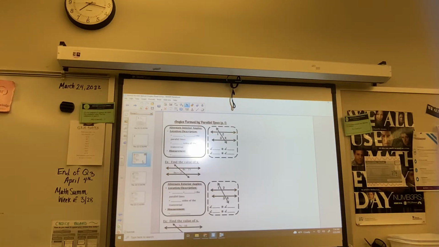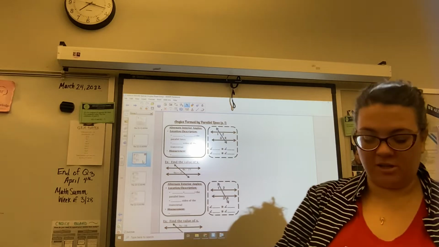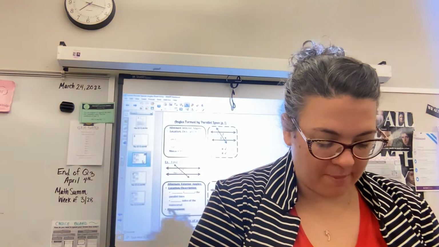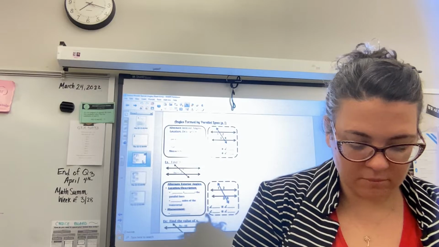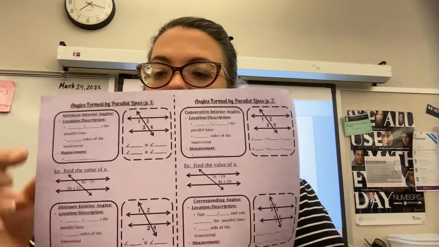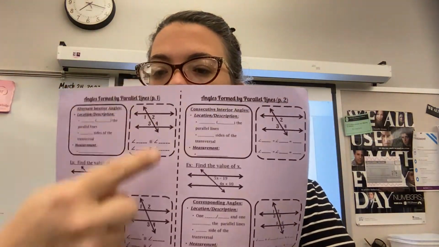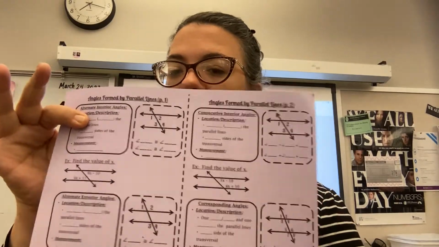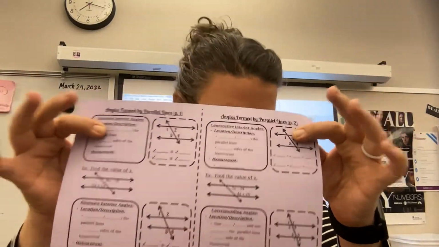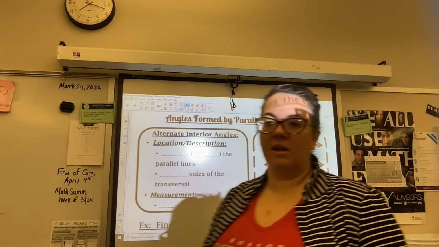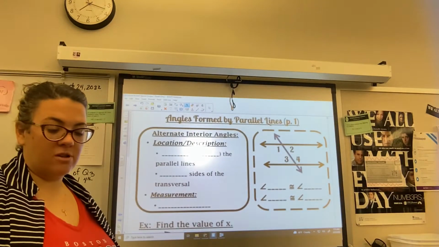So you are looking for, I'll make this bigger in just a second, this purple paper. It says part 1 and part 2. You're going to cut it right in half. This is going to go on page 80. This is going to go on page 81. All right, so here is our first page here.